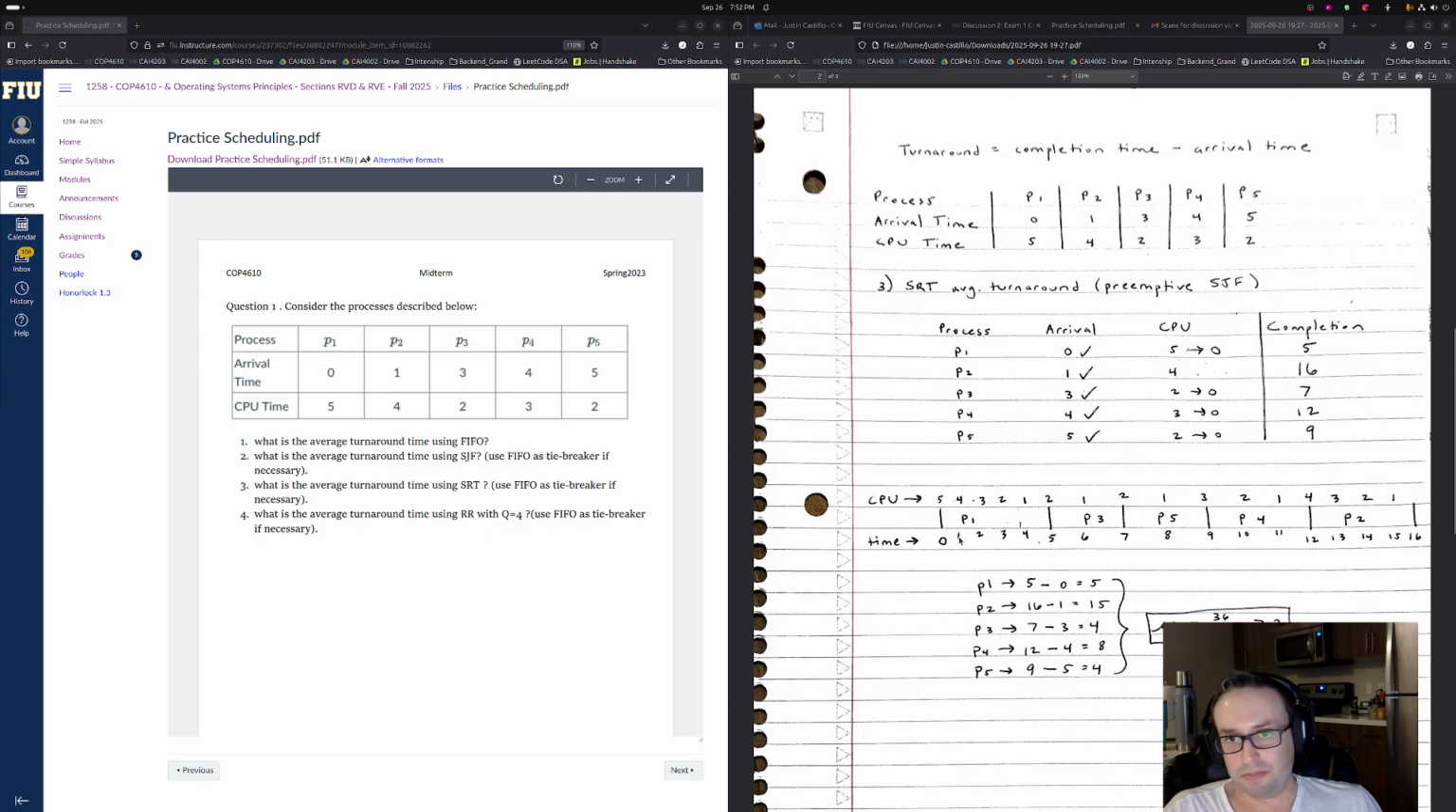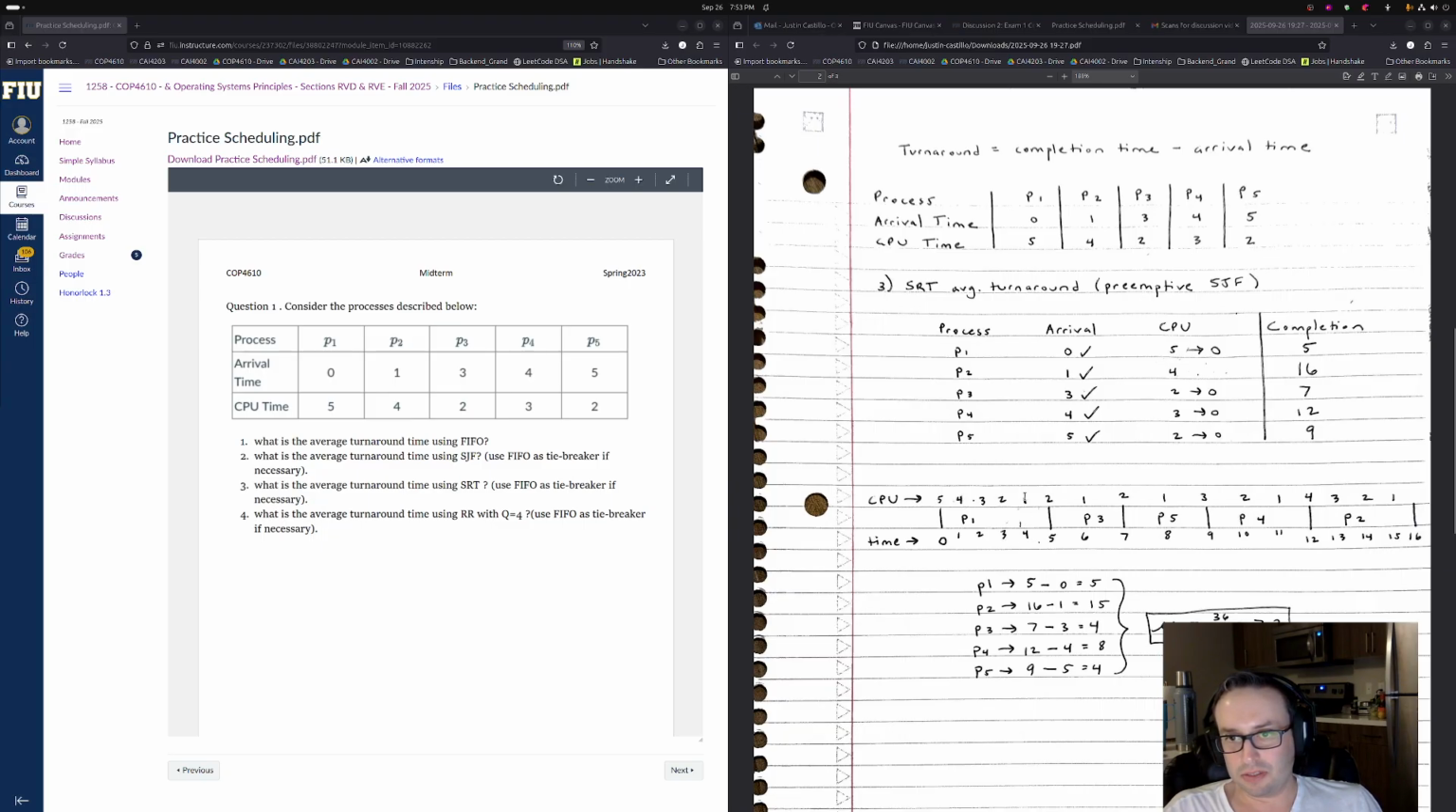At time 1, P2 has arrived with the CPU time of 4, which is tied with P1's CPU time of 4. P1 is first, so that breaks the tie. We go from 1 to 2. Nothing has arrived except P1 and P2, and now P1 is 3, which is less than 4, so it continues. Time 2 to 3. Now P1 is 2, and P3, which is also 2, arrives, but P1 happens before P3, so it continues 3 to 4.